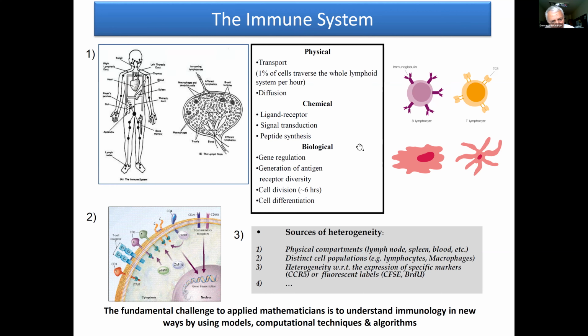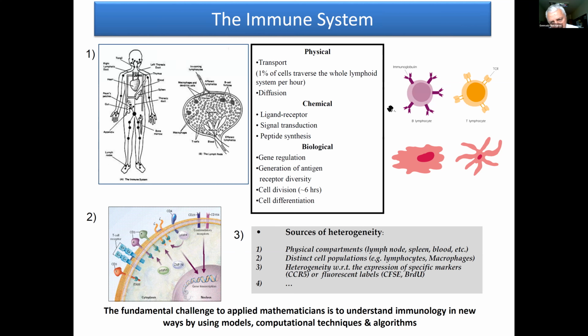In order to understand the functioning of the immune system, one needs to consider three types of process which differ in nature and in terms of the mathematics which is needed to describe them. So the first set are the so-called physical processes which are related to the transport and diffusion phenomena. The second global set is chemical processes which are represented by signal transduction cascades, ligand-receptor interaction, and protein synthesis. And the last set, which is most complex in terms of the difficulty to describe it mathematically, are the so-called biological processes, which refer to cell division, cell fate regulation, generation of antigen-specific cell diversity in the immune system.